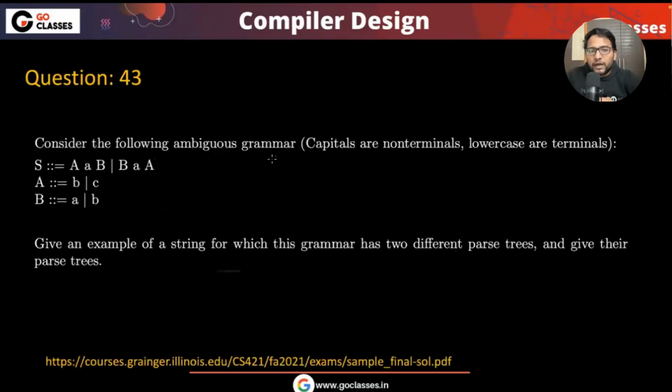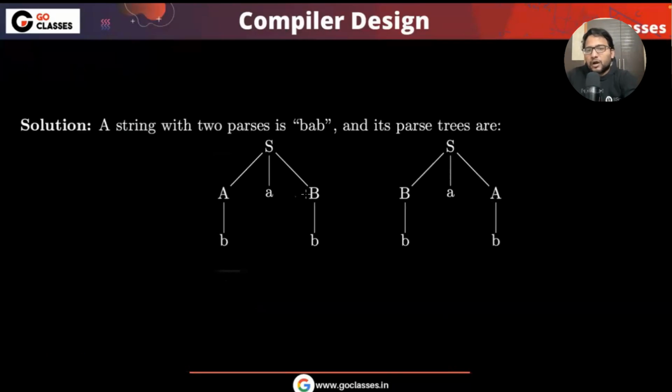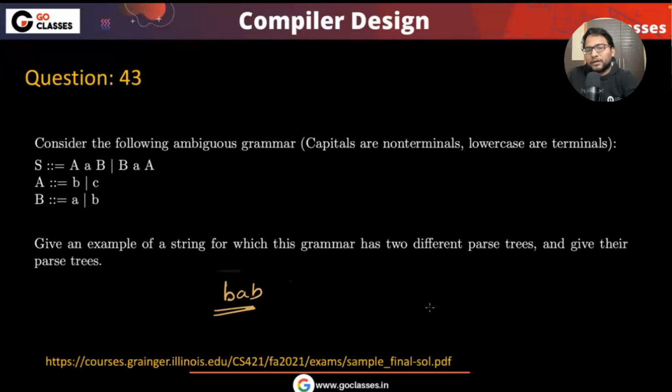Now what they're saying is, consider the following ambiguous grammar. Give an example of a string for which the grammar has two different parse trees. Again, they're asking for two different parse trees for some string. Okay. So do you want to try this? Maybe see, this A is in between. Maybe you can have BAB, right? So for BAB, there could be two different parse trees. First, you can take this, and then in the next parse tree, you can take this, right? Easy question. So the answer is here. Yes, they have also used BAB, but that's an easy question. You just try to draw the parse trees.